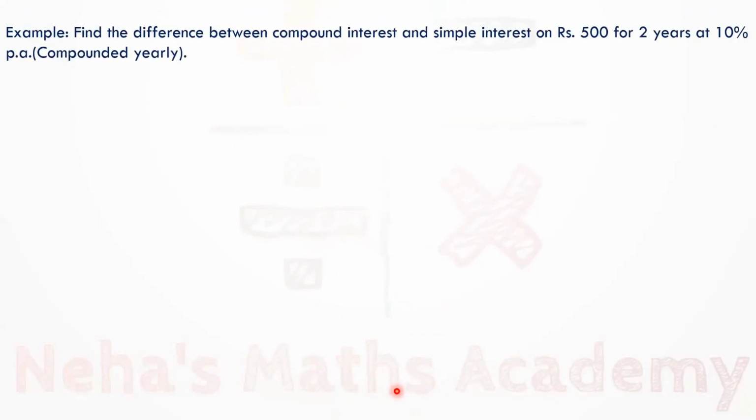Next example, find the difference between compound interest and simple interest on rupees 500 for 2 years at 10% per annum. We have given P to be 500, N is 2 and R is 10. Just correct this, N is given to be 2. It is not a question mark. It should be 2.